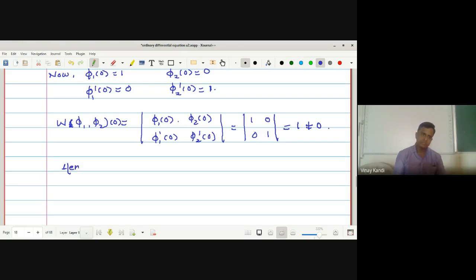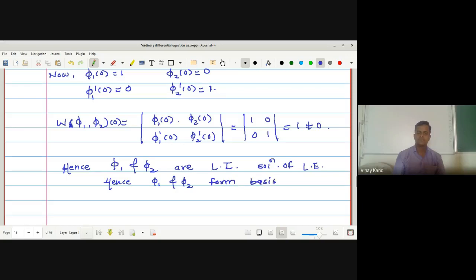Hence phi 1 and phi 2 are linearly independent solutions of Legendre's equation. Hence phi 1 and phi 2 form a basis for the solution. Any doubt up to here?